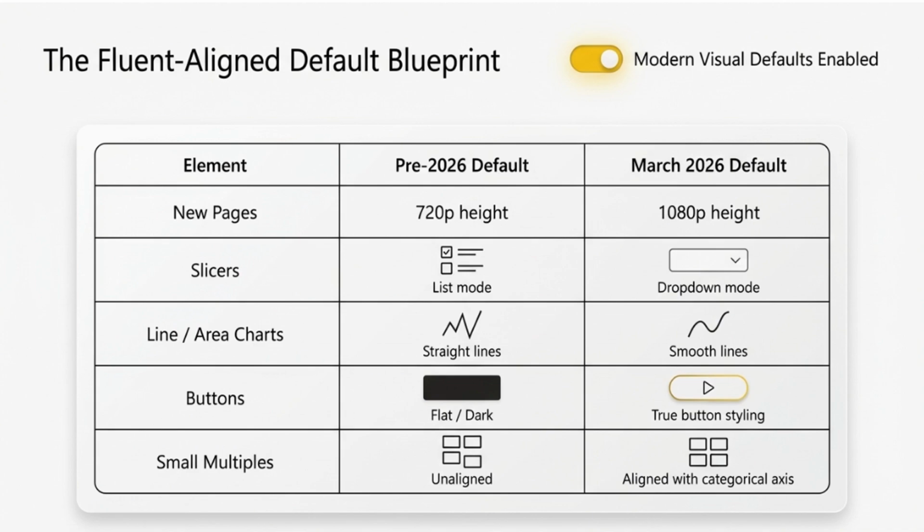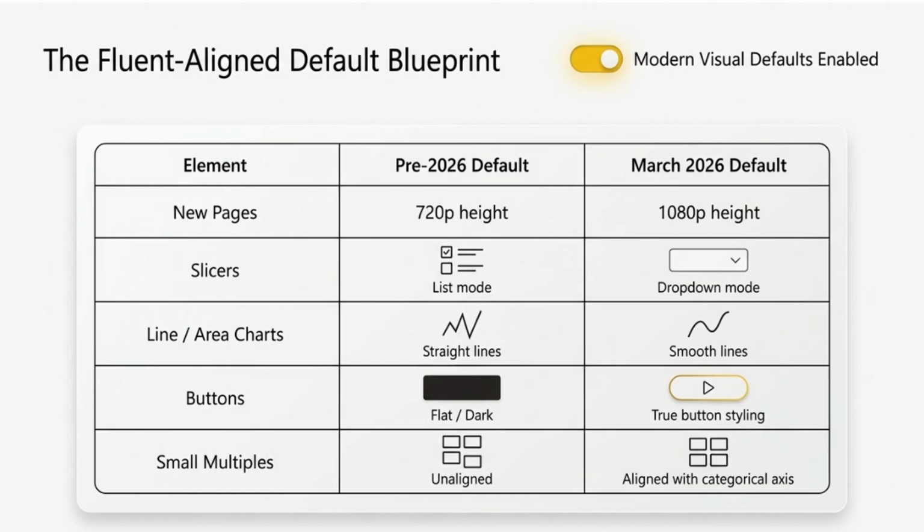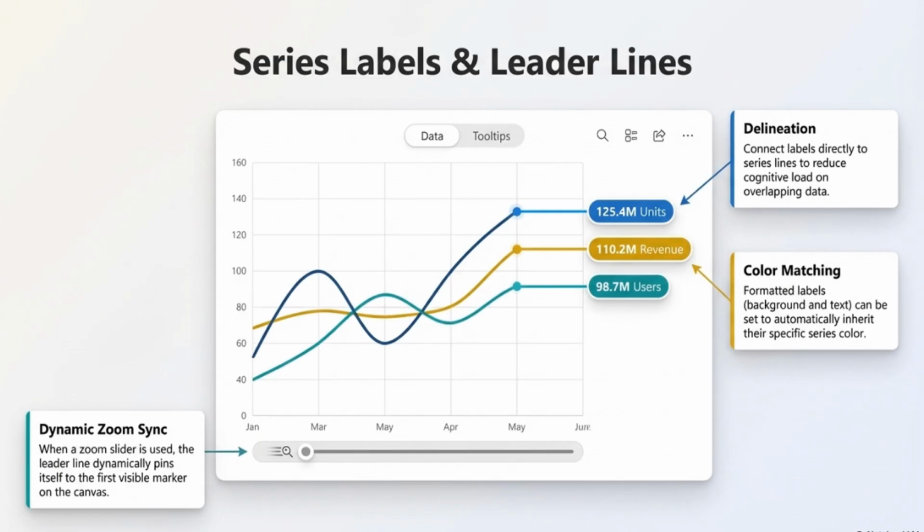So what's behind this new look? Well, it's a bunch of small, smart upgrades that add up. We're talking cleaner fonts and better spacing. Buttons now have borders, so they actually look like buttons you can click. Line charts are going to have smooth lines by default, and the slicers just look way, way more modern. Oh, and new pages now default to a 1080p size. But my personal favorite has got to be the new leader lines on charts. They connect the labels to the data points, which is a tiny change that makes charts so much easier to read. It's fantastic.